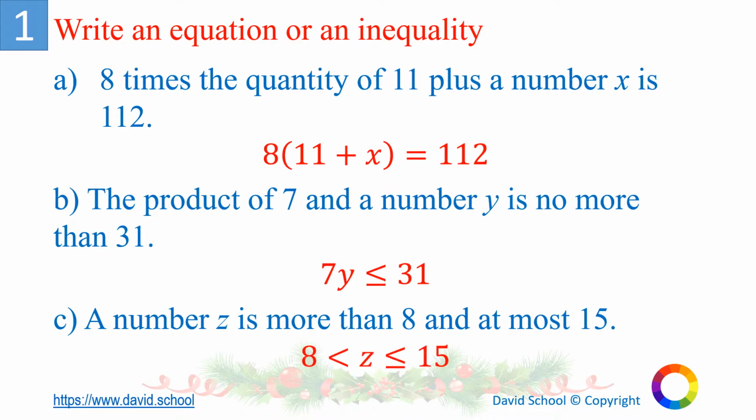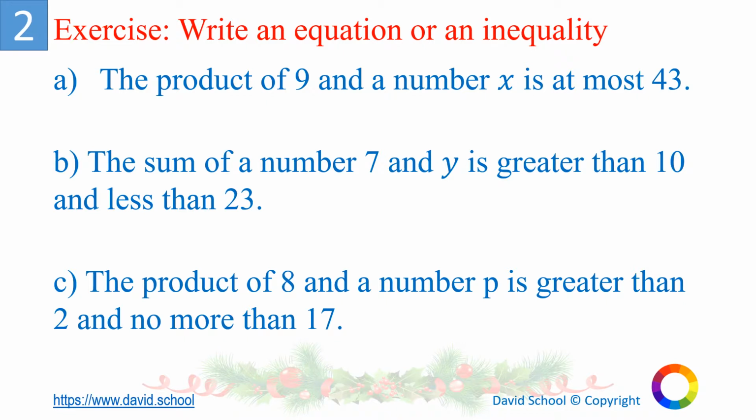Some more examples. The product of 9 and the number x is at most 43. We just learned in the previous example, at most means it can be maximum 43. Product of 9 and x is 9x is less than or equal to 43. The sum of a number 7 and y is 7 plus y, is greater than 10 and less than 23, which means 7 plus y is in between 10 and 23.